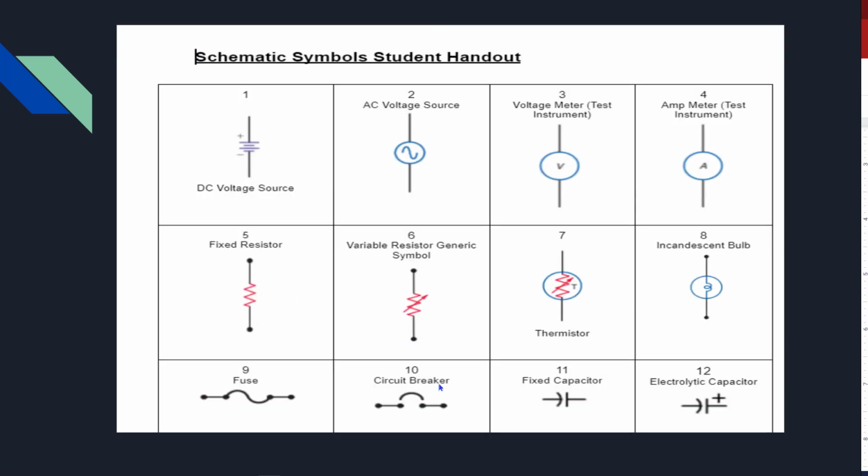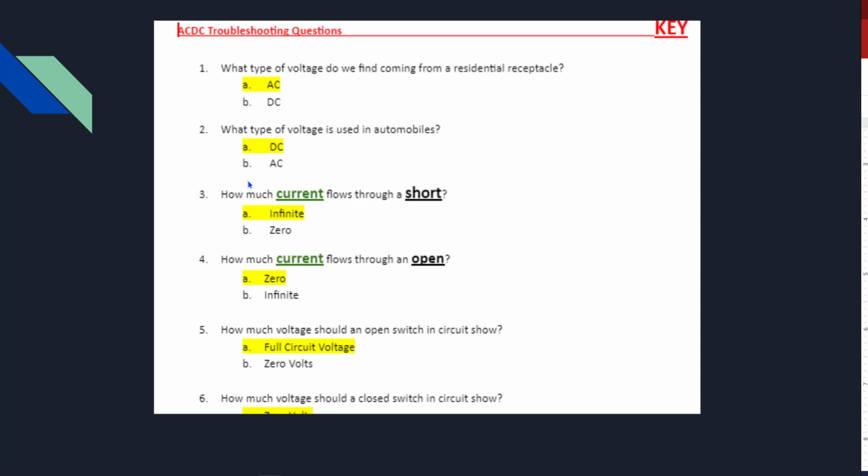Schematic symbols handout. This is not the full handout. There were 32 schematic symbols. Those will be on the final exam. AC/DC troubleshooting questions. Make sure you review those. And again, there is a hyperlink to that table of contents page I showed you in the beginning of this video.